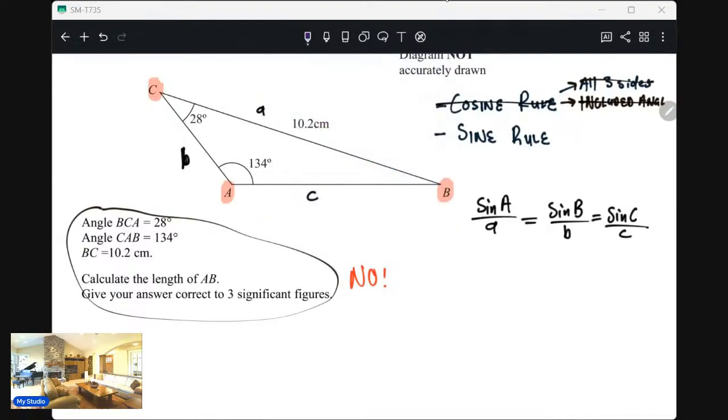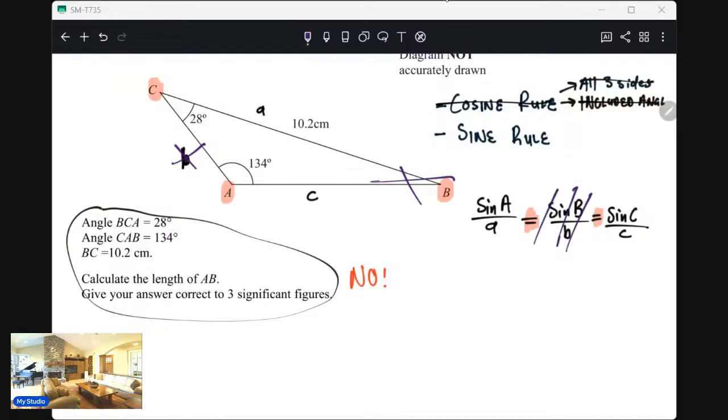Now, which of the three letters is useless? Now we want to use the sine rule, right? So one of these three has to be useless. You can't use all three because you'll be having two equal signs. Yes, B is useless because it has nothing. The angle at B has nothing. The side at B has nothing. So B is going out.